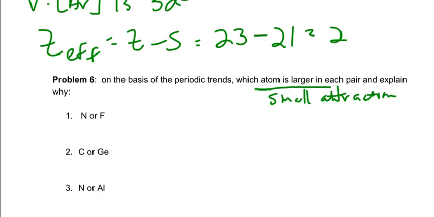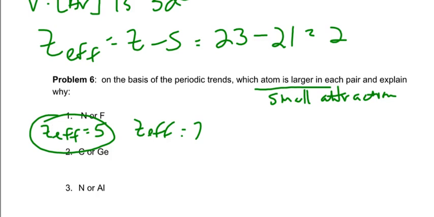So if I'm going to look at nitrogen versus fluorine, my effective nuclear charge, so Z effective for nitrogen, would you agree is 5? And Z effective for fluorine, isn't that 7? So which one has small attraction? It's the one that has the smaller effective nuclear charge. So that would be the nitrogen. So this is what you need to say.